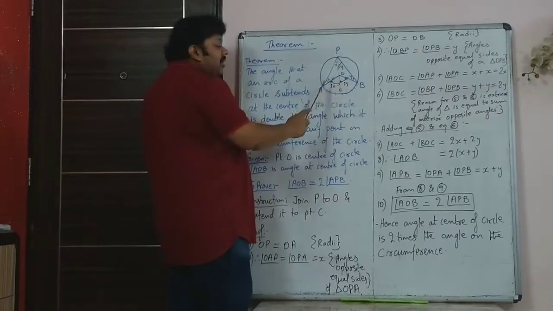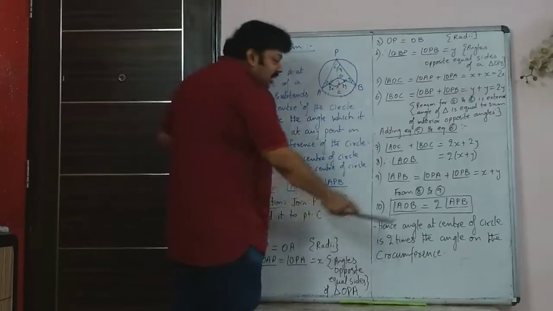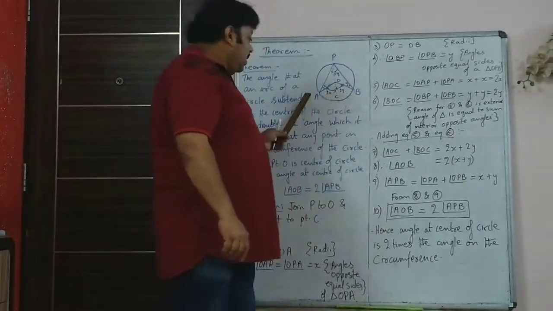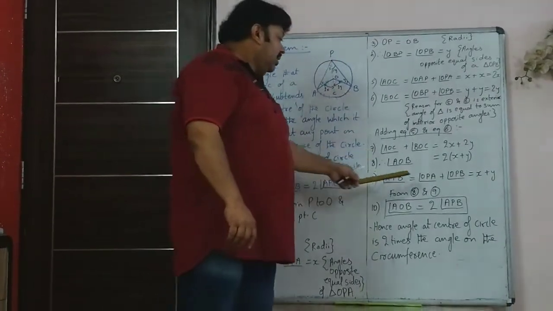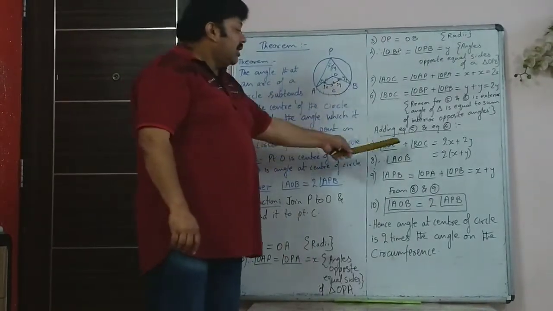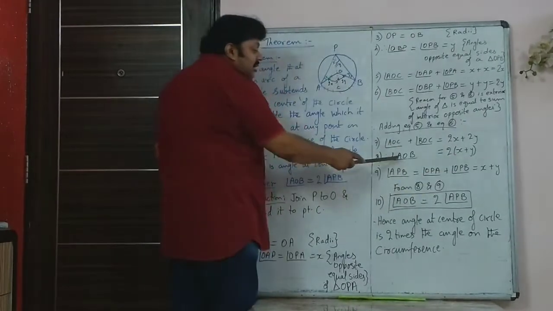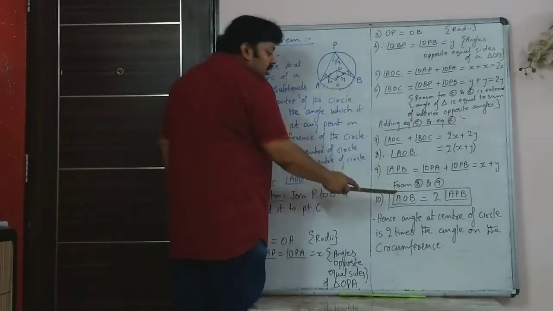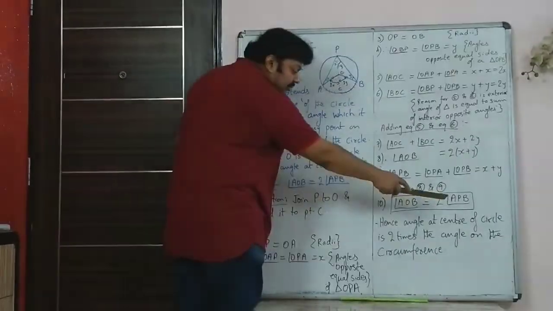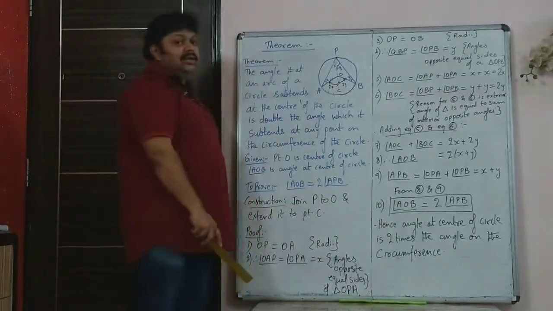What is APB? APB is OPA plus OPB, which is x plus y. So angle APB is equal to x plus y, and angle AOB is 2 times x plus y. So from this and this you can clearly see that this angle at the center AOB is 2 times this angle on the circumference APB. So hence angle at the center is 2 times the angle at the circumference.